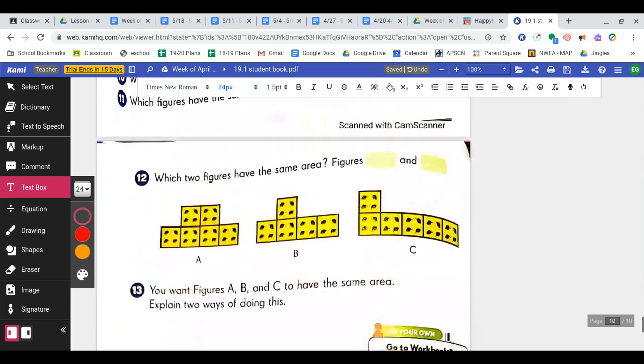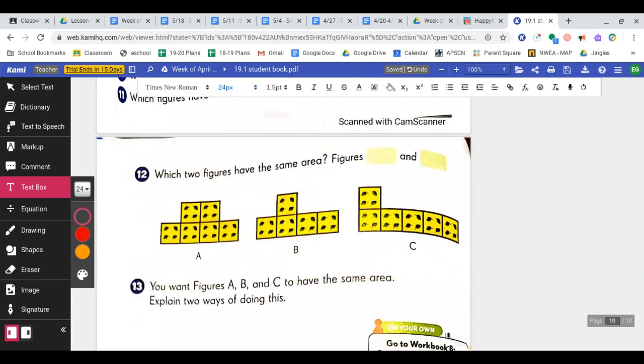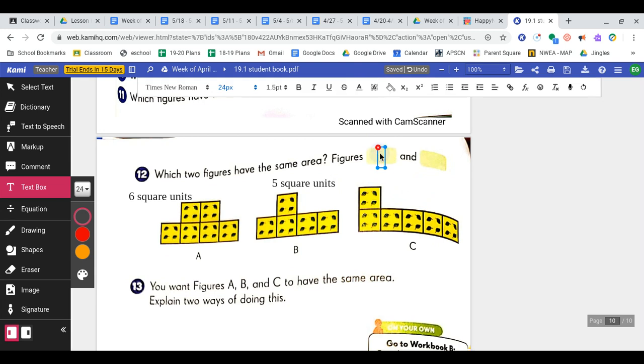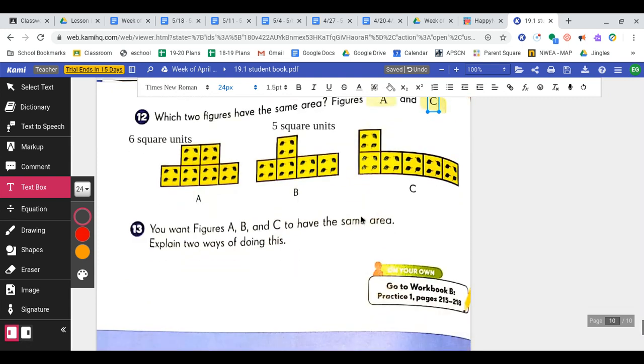Okay, this is our last section here. Now, it says which 2 figures have the same area. We need to figure out what the areas are first, and we'll go ahead and write that along the side. This one has 4 plus 2 equals 6. This is 6 square units. This one has 1, 2, 3, 4, 5 square units. So the answers are not A and B, we know. And this one has 1, 2, 3, 4, 5, 6. So we can already tell it's the same as A. Let's write A and C as the figures with the same area or the same amount of square units.